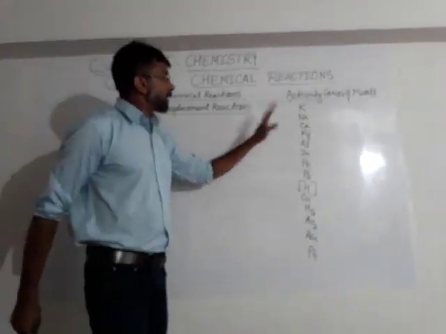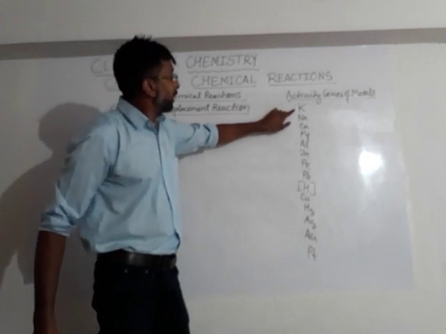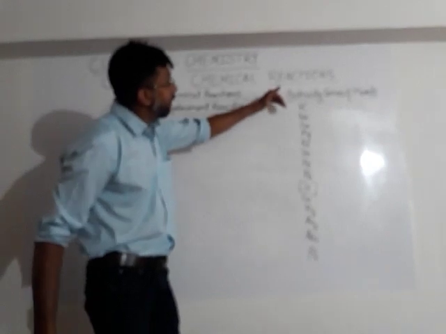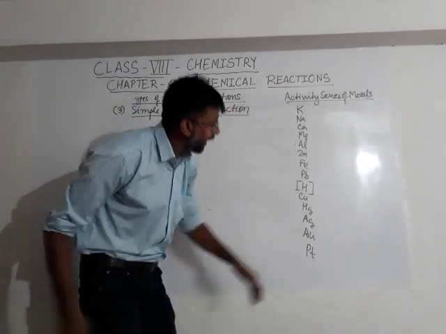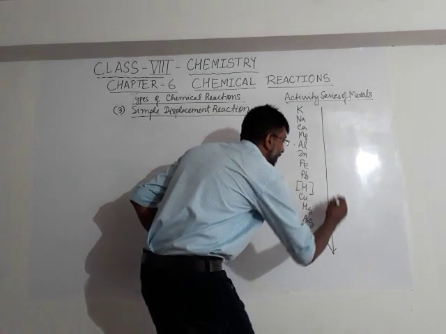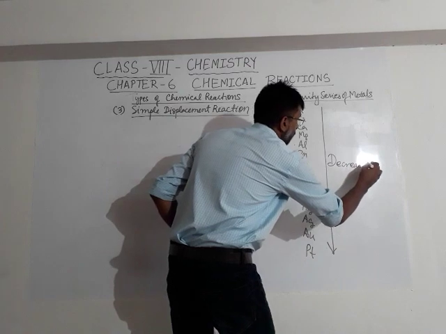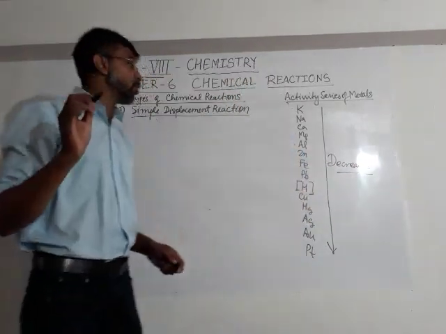Now, let me explain this properly. Potassium is the most reactive element among all these. And when we move from potassium towards platinum, the reactivity decreases. The reactivity decreases from top to bottom. That is very important to be kept in mind.